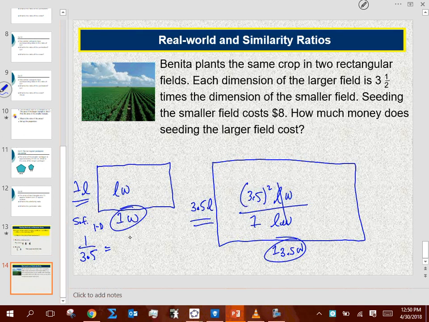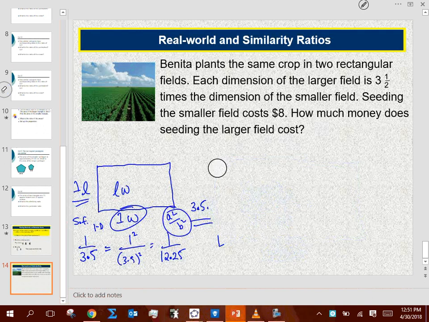Therefore, the areas are that number squared compared to that number squared. That's how the areas should compare to one another. So that is 1 to 12.25. Does that make sense? Okay. So that's an A squared over B squared relationship right now.